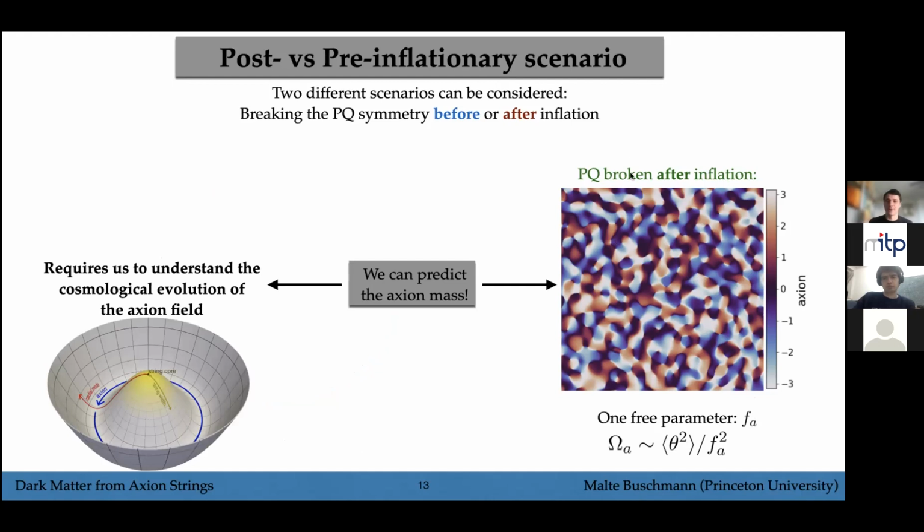So for the rest of this talk, I'll basically just focus on the post-inflation scenario, where the PQ symmetry is broken after inflation. Now, in order to actually compute the relic density, it is a little bit more complicated, because you do need to understand the entire cosmological evolution of the axion field in the early universe. You can see from this image over here, the field state is rather complicated, so you need to do some numerical simulations in order to understand these properly.